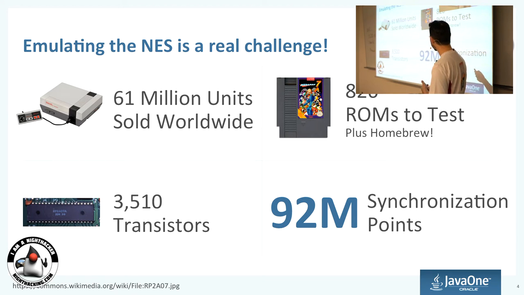Okay, so there's over 826 different ROMs for the Nintendo system that were created, and a bunch of homebrew games, so people are still developing games for the NES hardware and releasing them for free. The hardware itself was a Motorola-based 68000 processor produced by Ricoh. So they create a clone of that, and to accurately emulate the NES hardware, you need to emulate the CPU, the pixel processing unit or PPU, and the audio processing unit or APU. And there's 92 million synchronization points per frame, so it's very, very hard to do and computationally intensive to do the emulation if you want to be accurate.